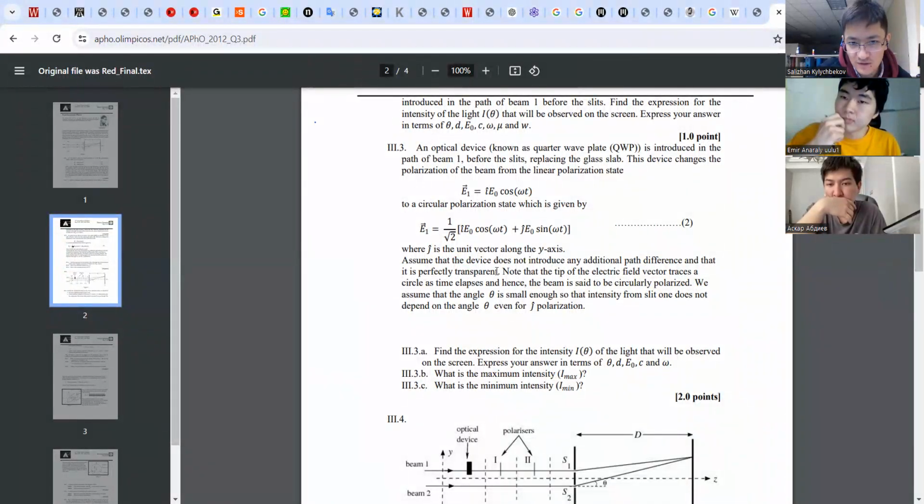And that's perfectly transparent. Okay, note that the tip of the electric field vector traces a circle as time elapses, and hence the beam is said to be circularly polarized.